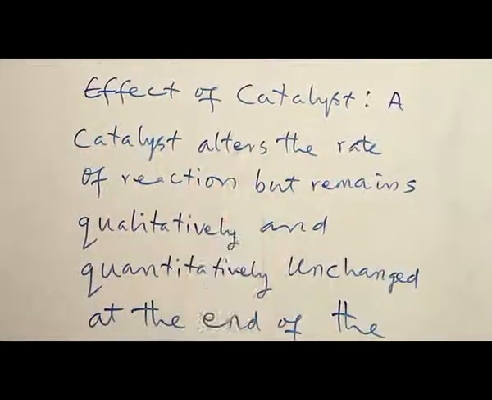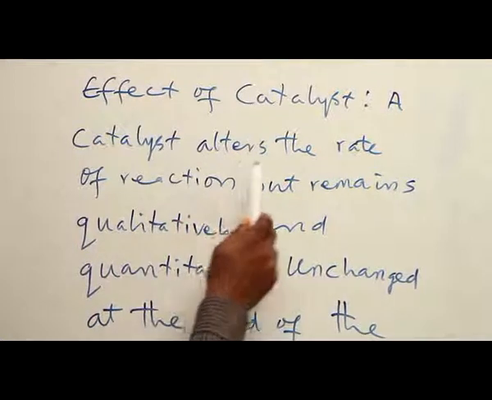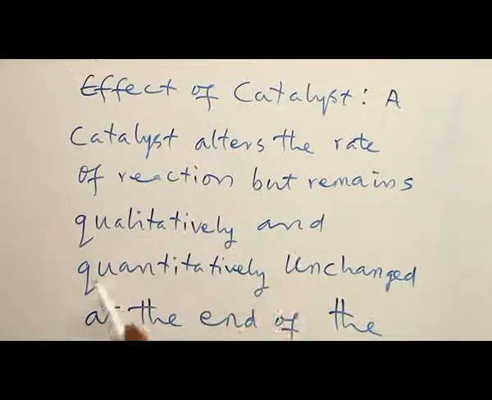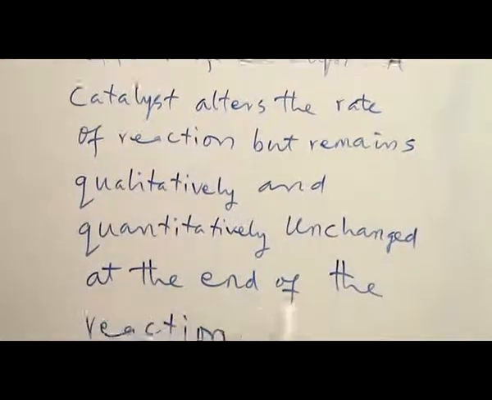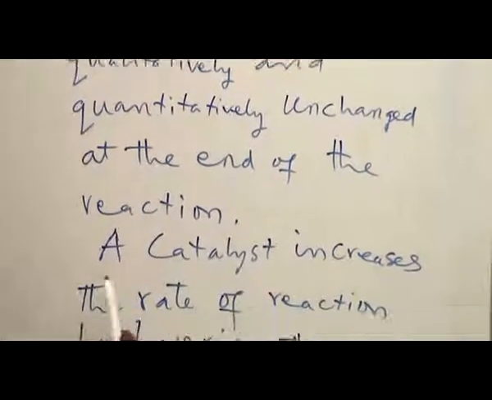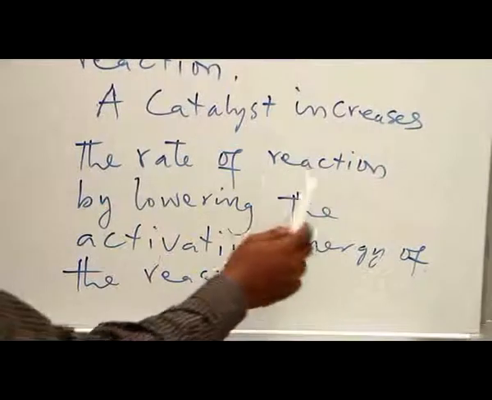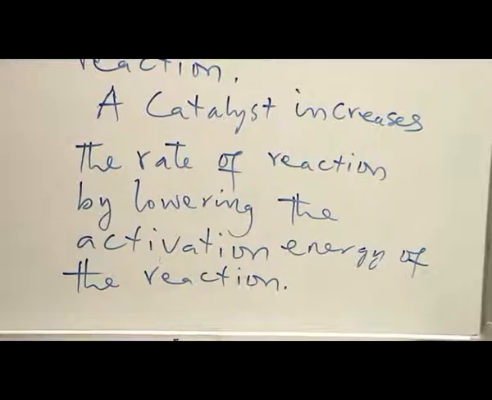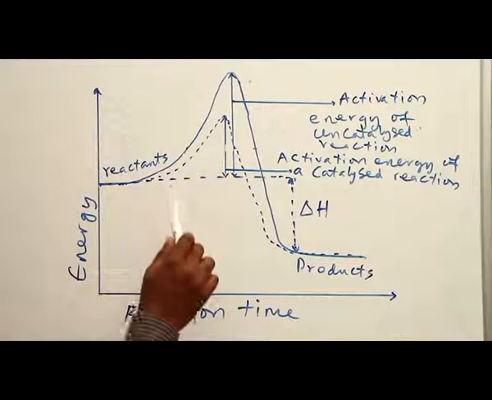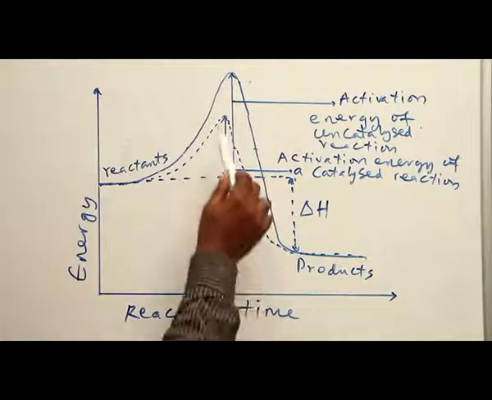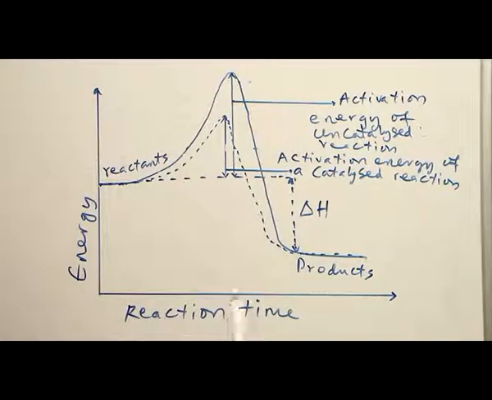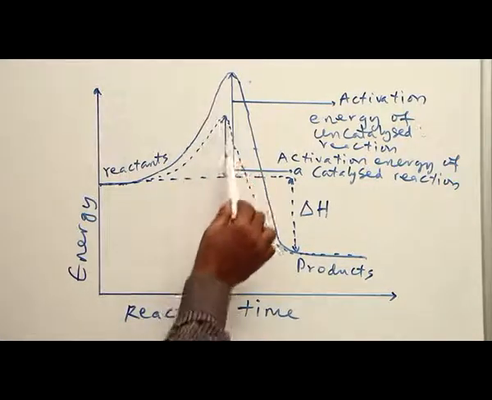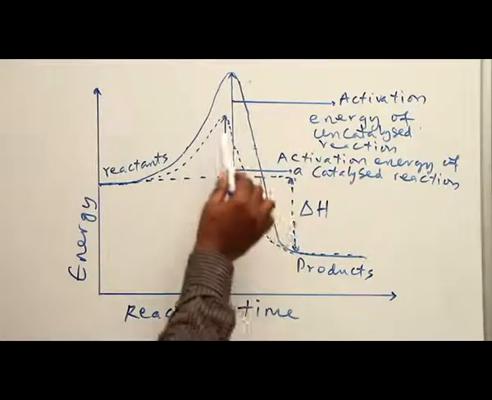Effect of catalyst. A catalyst alters the rate of reaction, but remains qualitatively and quantitatively unchanged at the end of the reaction. A catalyst increases the rate of reaction by lowering the activation energy of the reaction. The diagram represents uncatalyzed and catalyzed exothermic reaction process. As you can see, in the catalyzed process, the activation energy has been lowered.